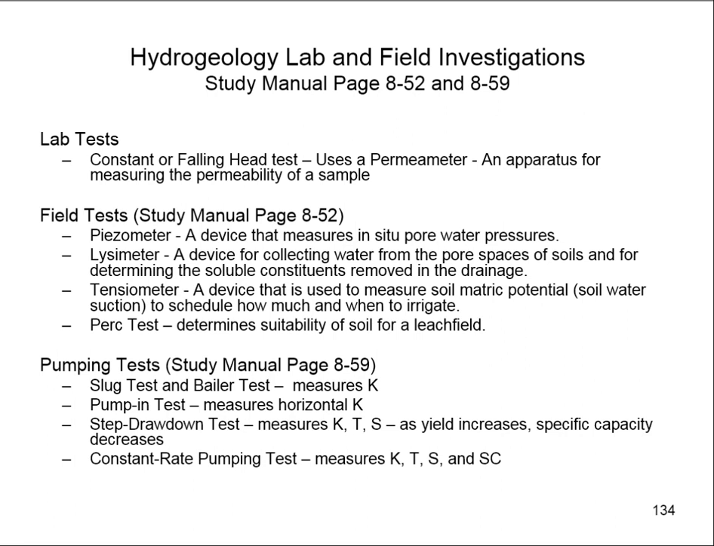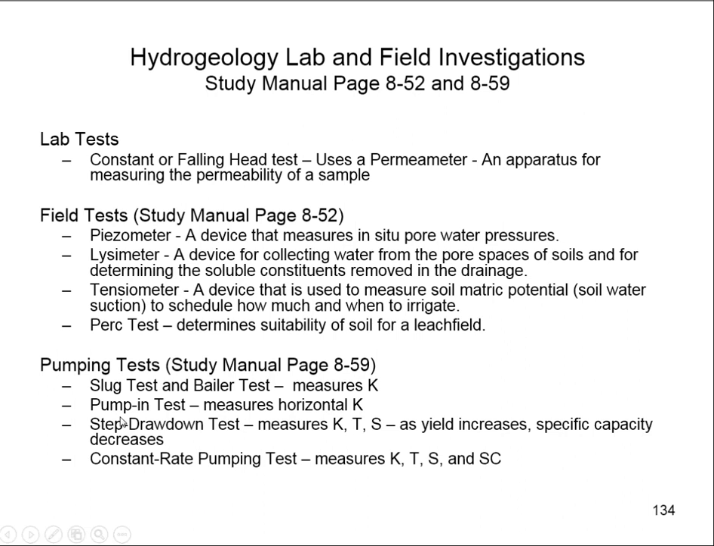And then a perk test. I think of this as the Goldilocks test. So you dig a pit of a certain size and you put in a certain amount of water and you see how fast it percolates through that pit. You don't want it to go too fast and you don't want it to go too slowly. You want it to go within a certain range, and then that will determine that the soil is suitable for a septic system or leach field.